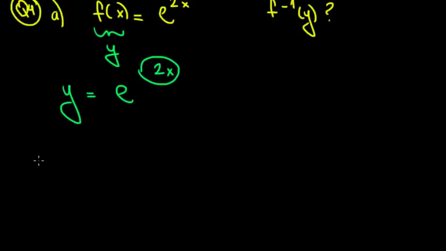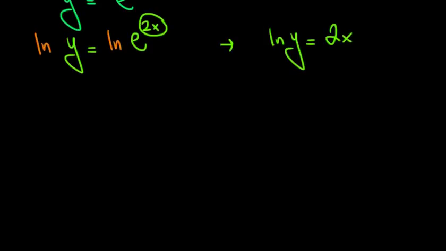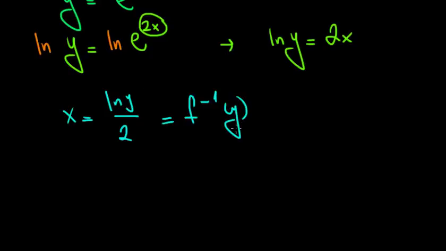We take the logarithms of both sides. So if we take ln here and ln on this side, what are we left with? Ln of y equals ln of e to the power of 2x. Now we only have 2x on one side, which means that ln y equals 2x. As a result, if we write x in terms of y, we have that x equals ln of y divided by 2.